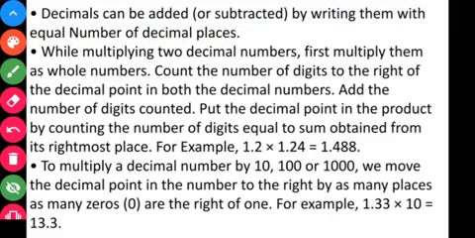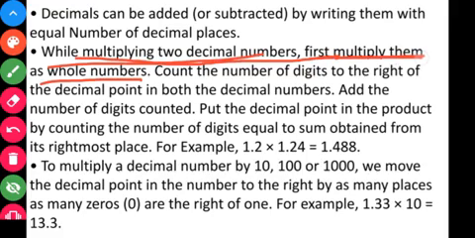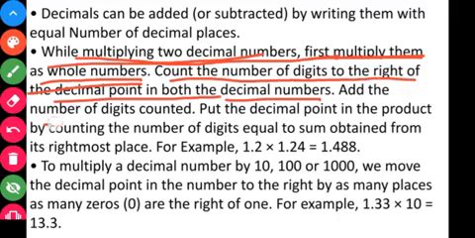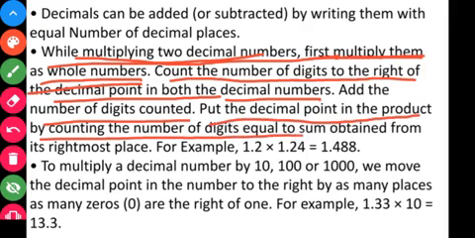Okay. Next point. While multiplying two decimal numbers, first multiply them as whole numbers, then count the number of digits to the right of the decimal points of both decimals and add the numbers of digits counted. Then put the decimal point in the product by counting the digits, equal to the sum obtained, from the rightmost place.